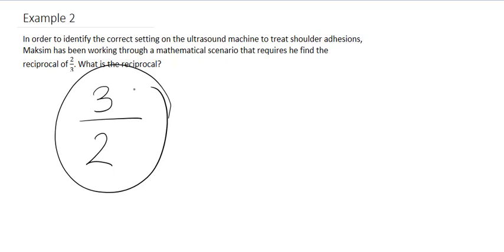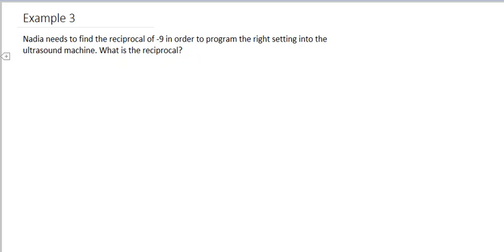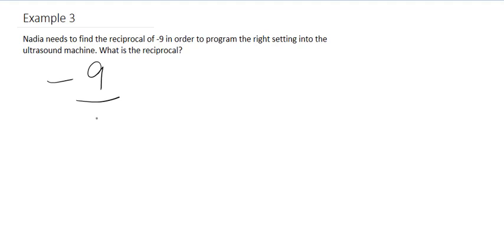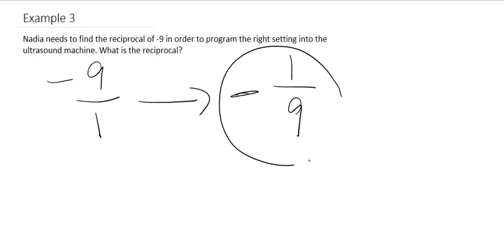Now let's look at another example here. Nadia needs to find the reciprocal of -9 in order to program the right setting into the ultrasound machine. What is the reciprocal? So for this question, we first need to change the whole number into a fraction. So we have -9, we're going to put over 1. Now we need to flip it. So this becomes -1/9. So as you can see, we leave the negative sign in this reciprocal.